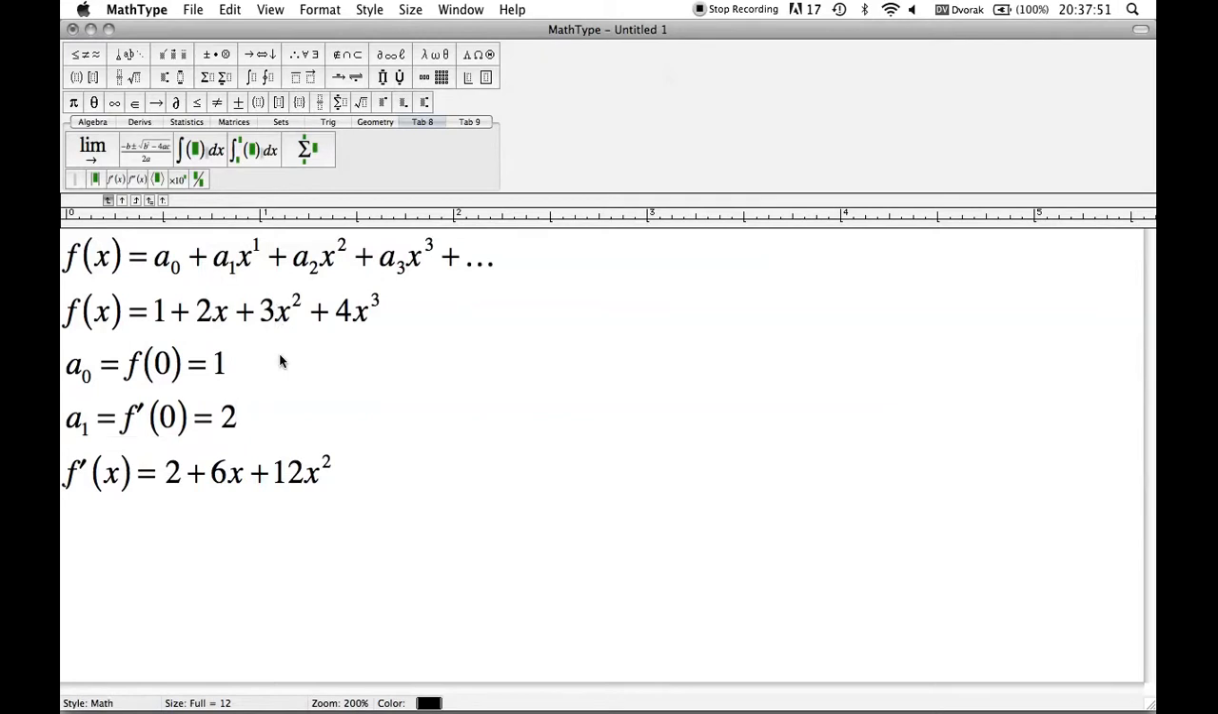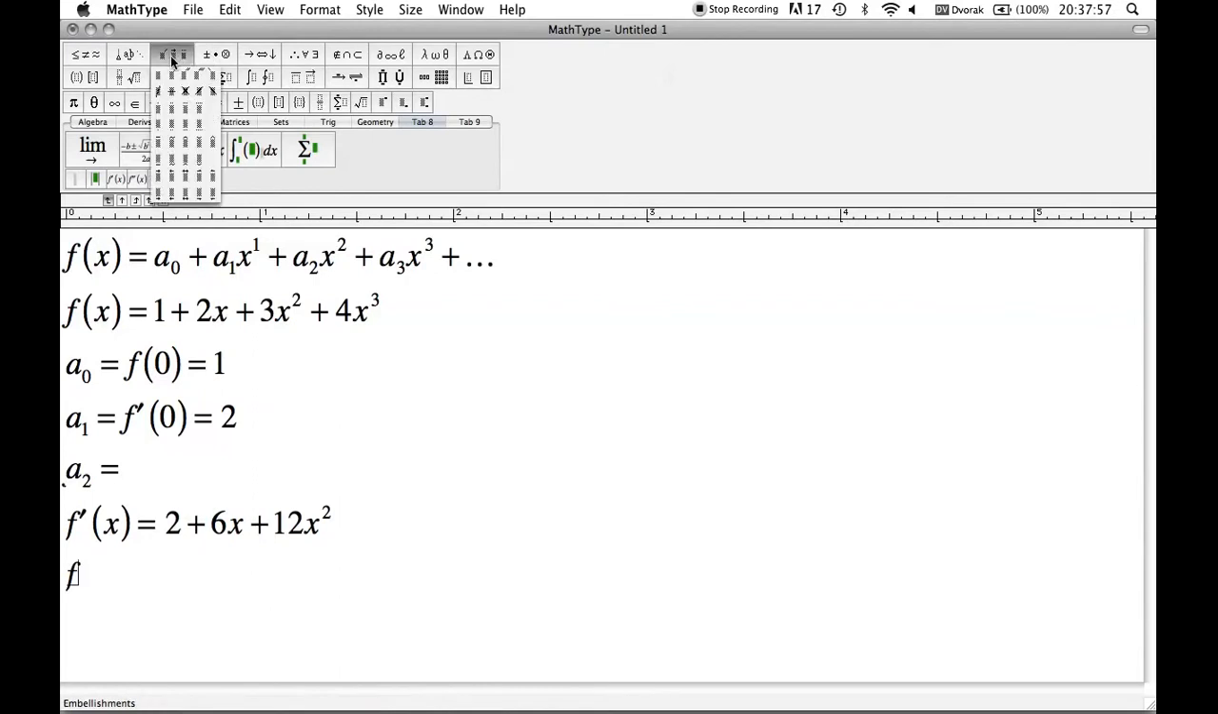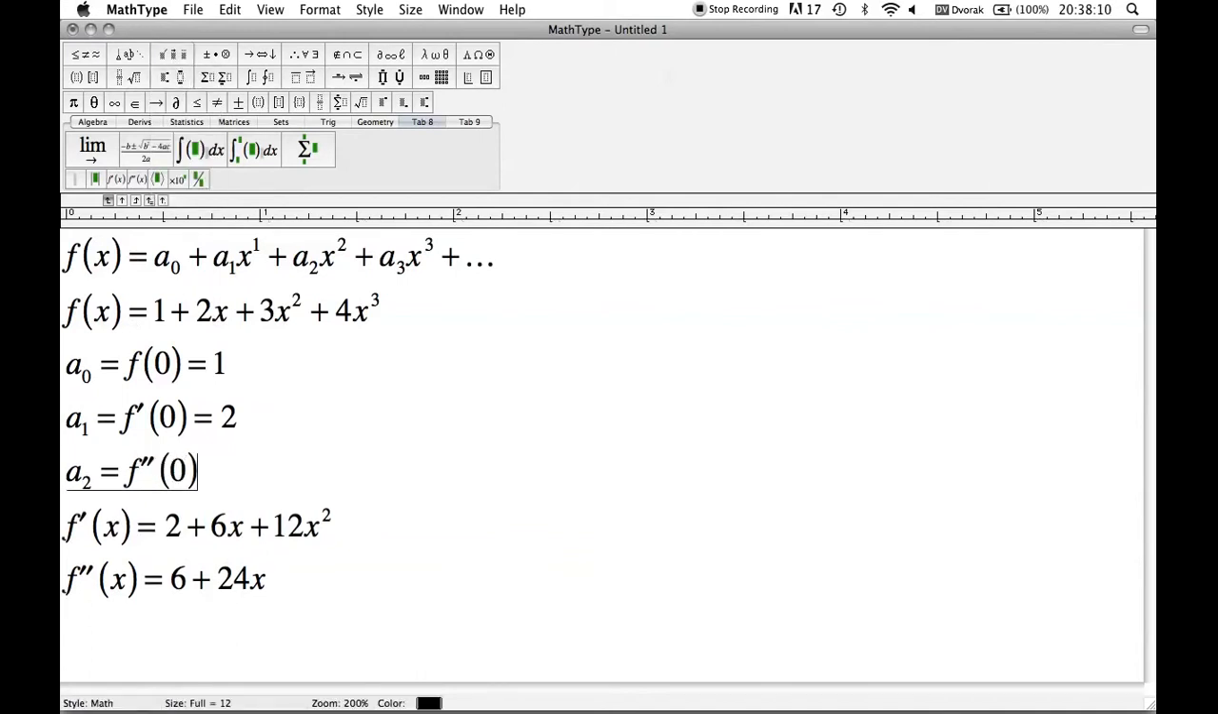Now, something tricky happens when you try to find a2, and we need to fix this. We take the second derivative of that function, and we are getting 6 plus 24x. So a2 is not equal to simply f double prime of 0, but f double prime of 0 divided by 2, because the actual a2 is 3, and f double prime of 0 is 6, so divided by 2. Apparently, this is a consequence of the power rule and multiplying by this exponent.